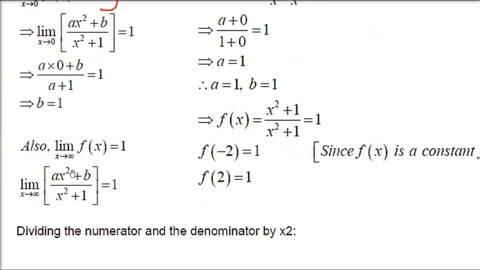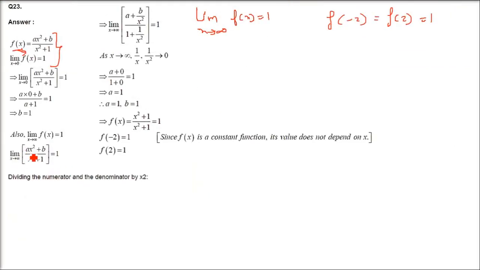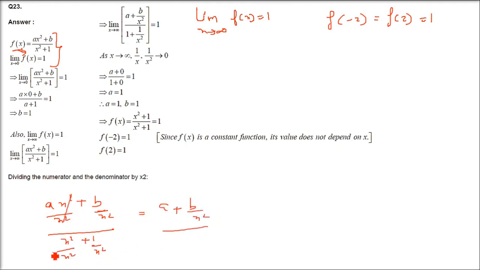Now coming to the second one, limit x tends to infinity, the same term f(x), and it equals 1. So what is the highest power here? We have ax² + b, and we are dividing everything by x². So you have x² by x², and we cannot directly apply x tends to infinity here. Now b by x² and 1 by x² are going to be 0. So you have a, and it is given that this term is equal to 1. So a is equal to 1, and b is equal to 1 by this question.